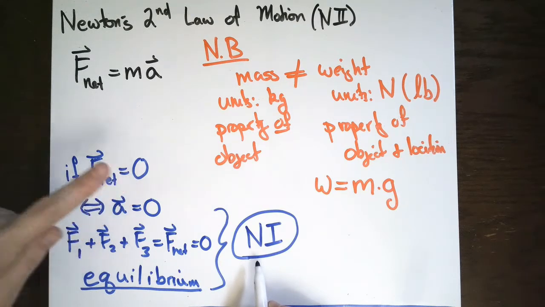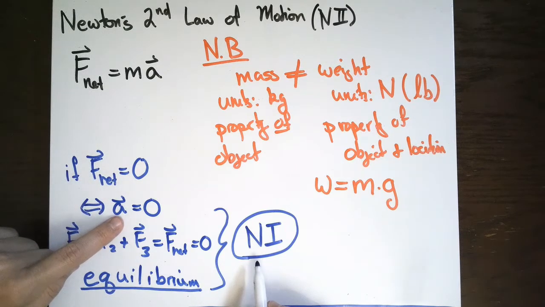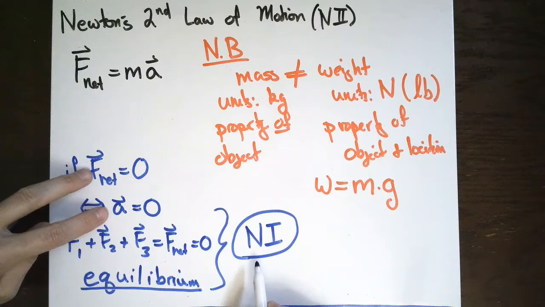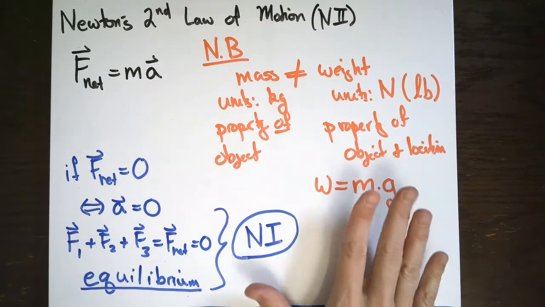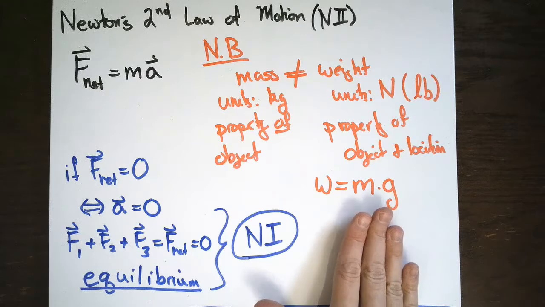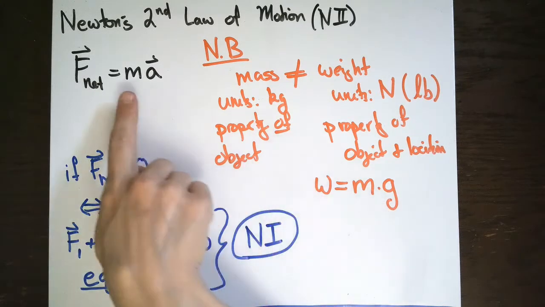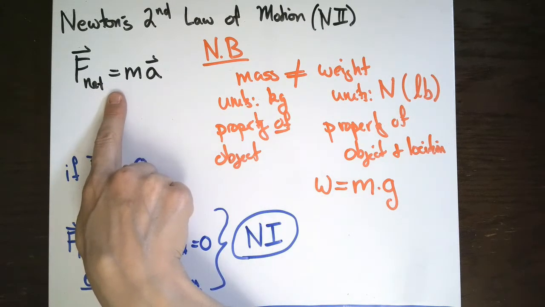And contrariwise, if an object is being acted on by a net external force, then its acceleration can't be zero. So either both of these are zero, or neither of them are zero. And that's Newton's first law, a special case of Newton's second law. And that's pretty much what you need to get started on this most crucial part of the Newtonian model for motion.